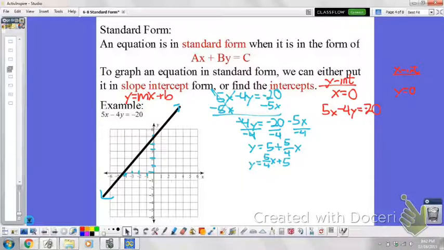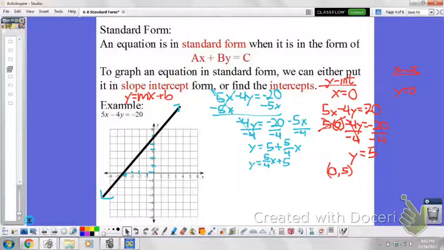And I will substitute in my x equals 0, so 5 times 0 minus 4y equals negative 20. 5 times 0 is just 0, so I have negative 4y equals negative 20. Divide by negative 4, and I get y equals 5. So my point is 0, 5.